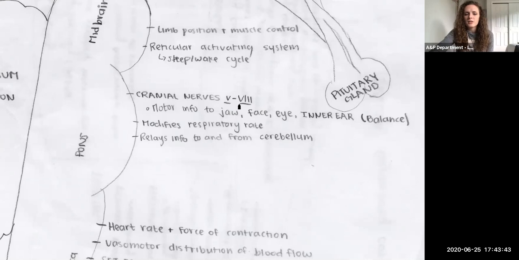It modifies whatever your medulla oblongata set your respiratory rate at. Your pons is going to be like, okay, that's great, but let's modify it a little bit, saying let's go either a little bit faster or a little bit slower. Okay, so cranial nerves 5 through 8, motor information, jaw, face, eye, and inner ear. Inner ear is balance. It modifies your respiratory rate.